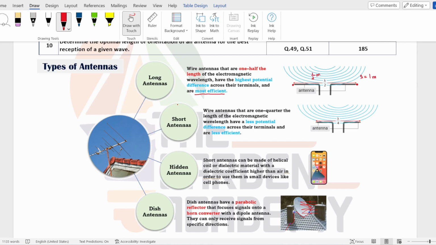Now if we go to the short antennas, the distance from tip to tip is lambda over 4. Again, for instance, if lambda is equal to 1 meter, then this distance will be equal to 0.25 meters. Now what is the difference? Here we have less metal, so the variation of the potential difference across the terminals will be less, and accordingly it will also be less efficient compared to the long antennas.